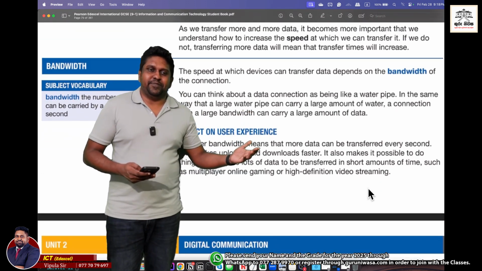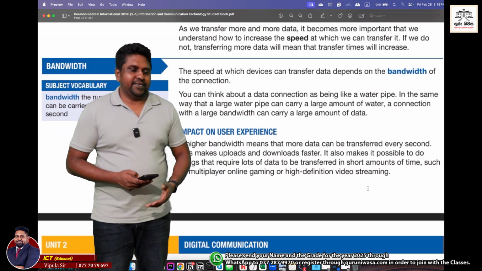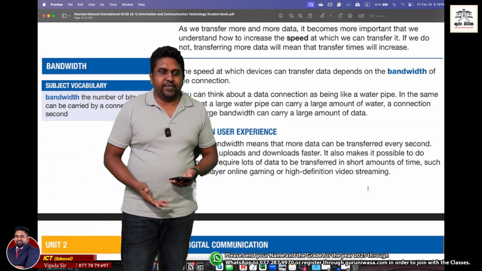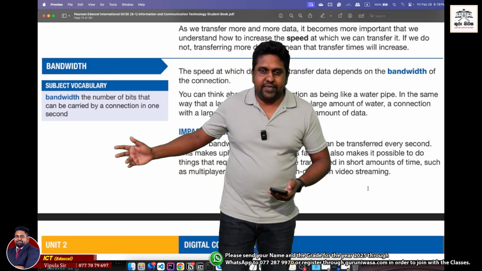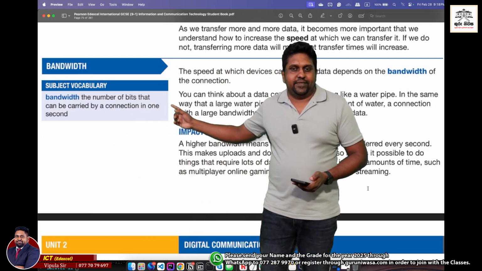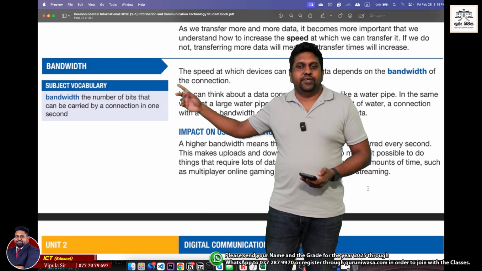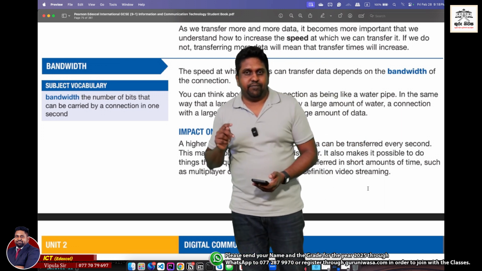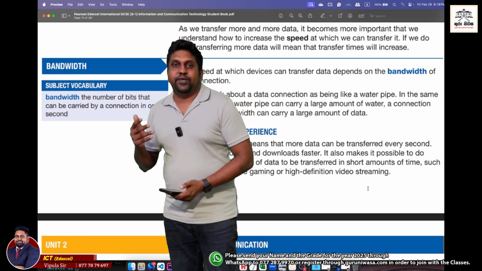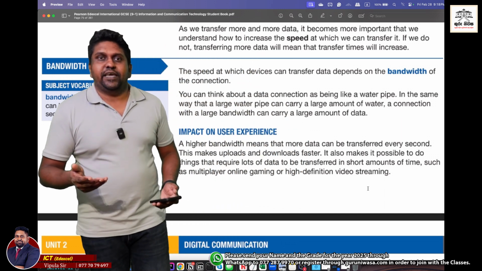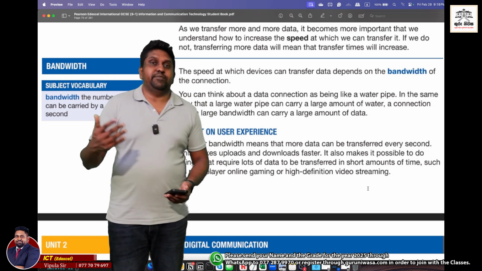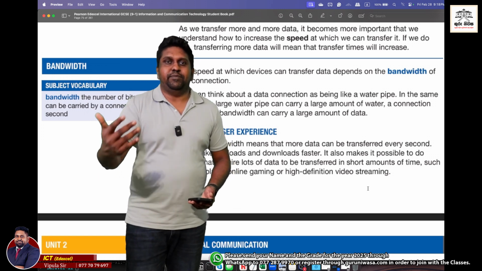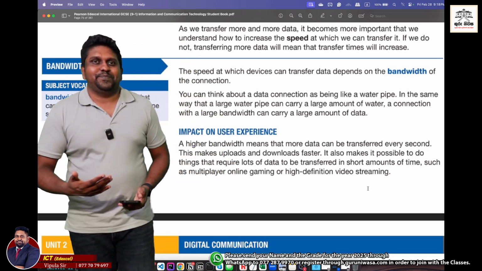So let's talk about the bandwidth first. Bandwidth, in simple terms, is basically the number of bits that can be carried by a connection per second. So the number of bits your connection can carry per second. That means if you have a high bandwidth, you have a high bit rate. That means in return you have the ability to download more data fast.